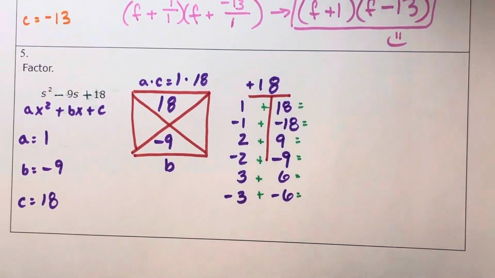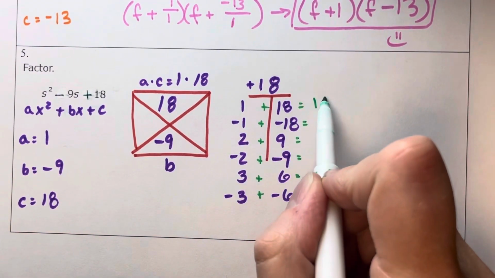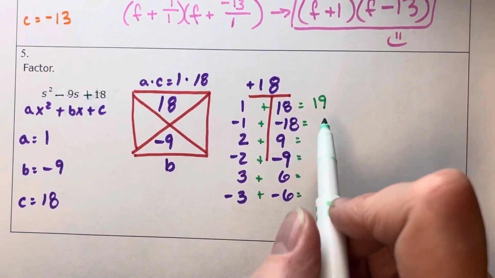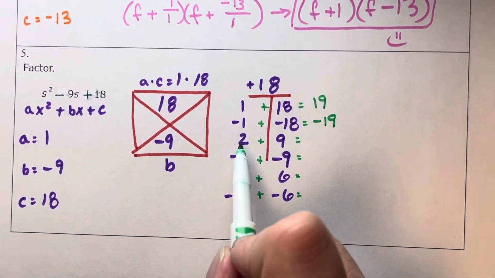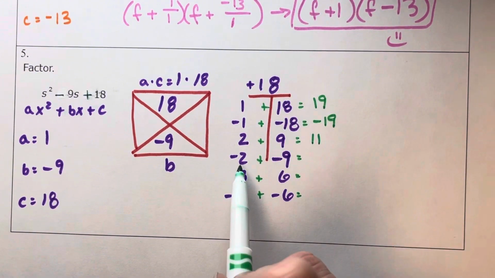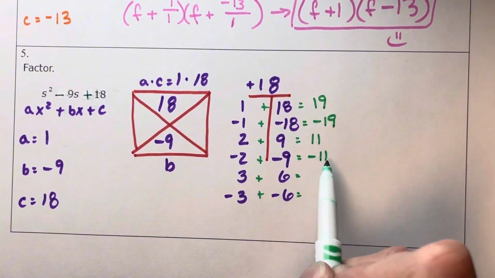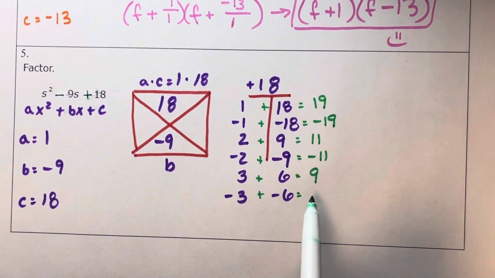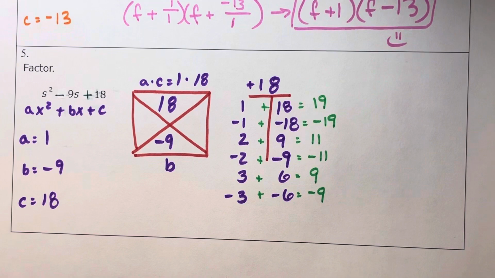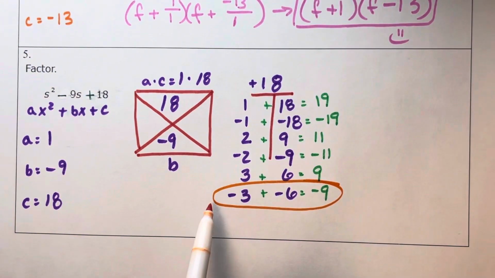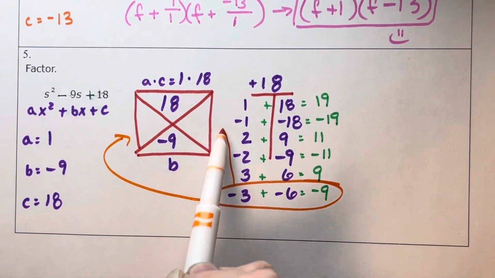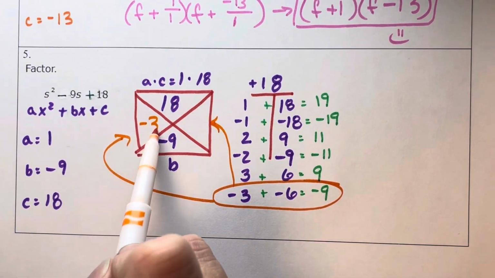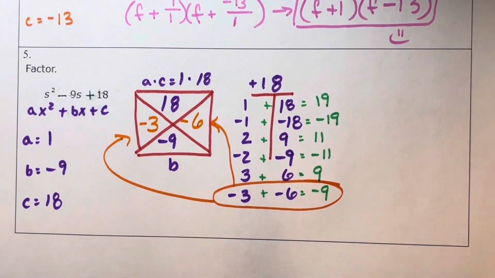So 1 plus 18, 19. Negative 1 plus negative 18, negative 19. 2 plus 9, 11. Negative 2 plus negative 9, negative 11. 3 plus 6, 9. Negative 3 plus negative 6, negative 9. Did you find your guy? Hooray, we found him. So this is just a really great example as to how important it is to go through all of the factors, positive and negative, acknowledging what's happening with all three of your terms.